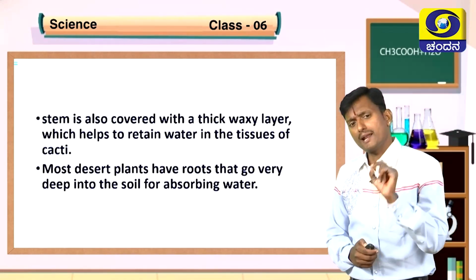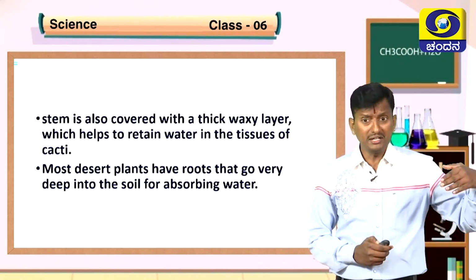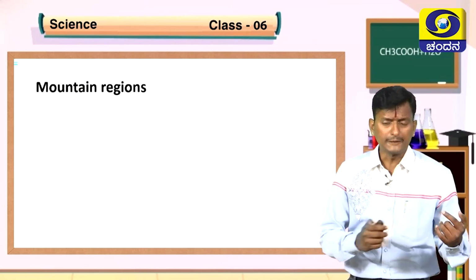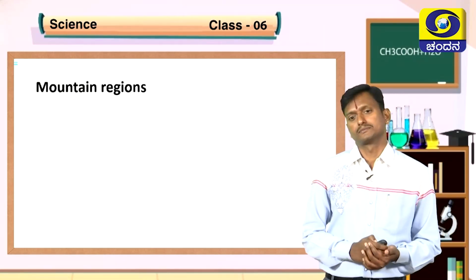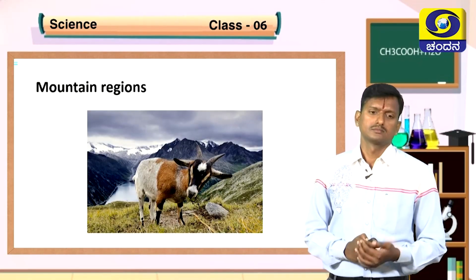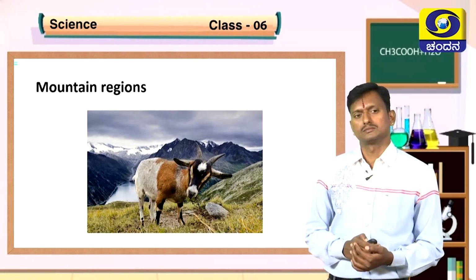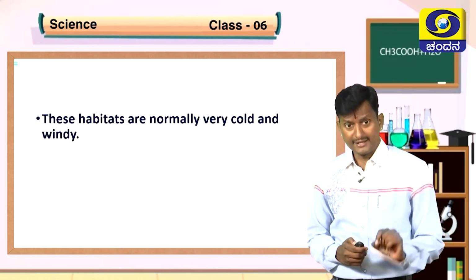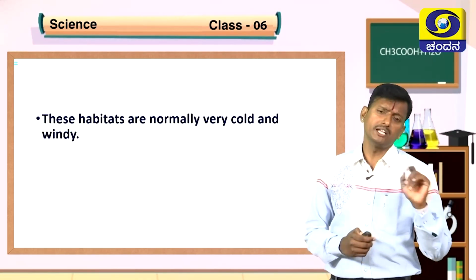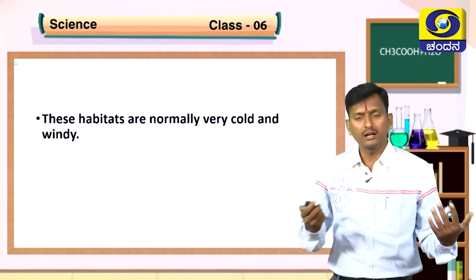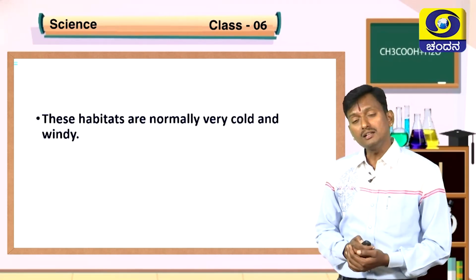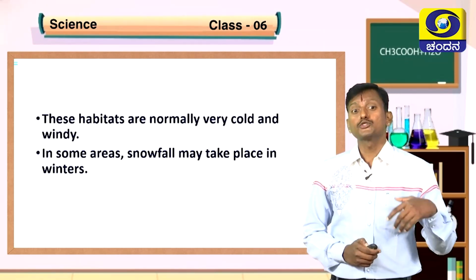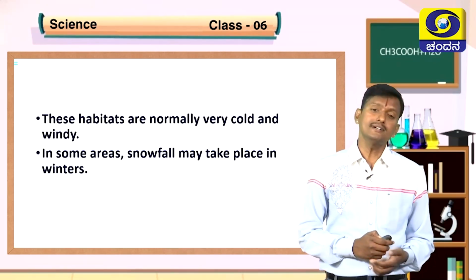Most desert plants have roots that go very deep into the soil for absorbing water. Let us see mountain regions, how they are. A goat is there in the mountain regions. These habitats are normally very cold and windy. Then how will be the adaptation by the animals in this condition? In some areas, snowfall may take place in winters also.